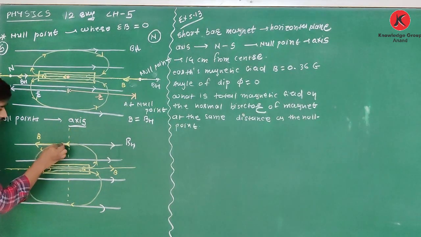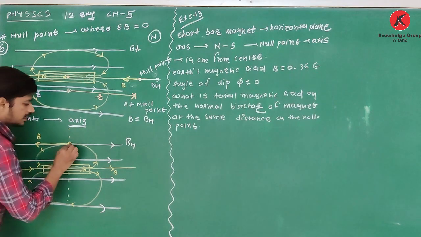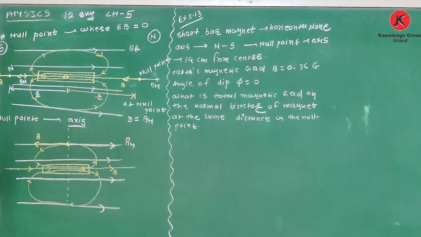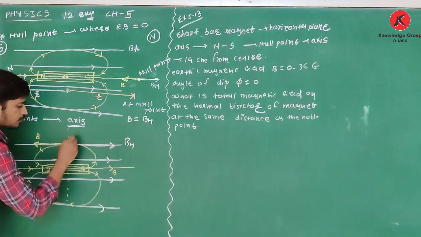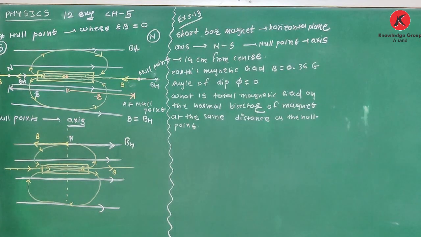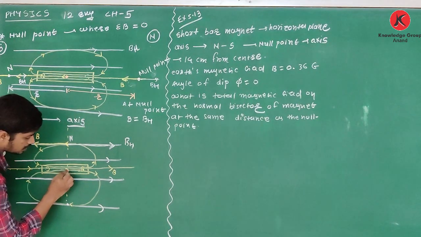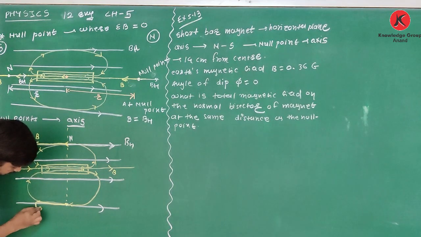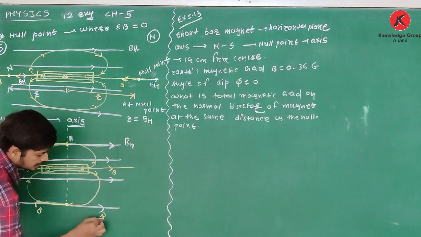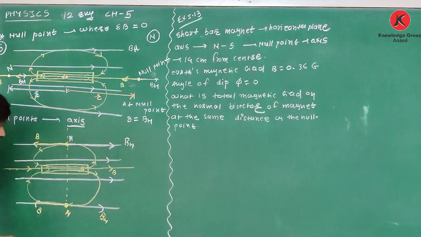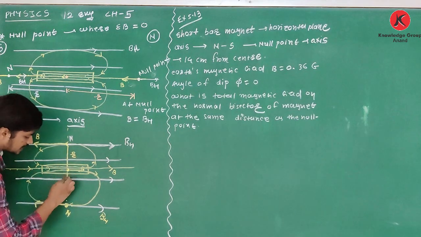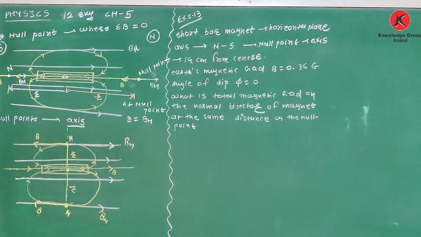So on the equator of the magnet, the magnetic field due to the bar magnet and the magnetic field due to Earth are in opposite directions. So here a null point is obtained on the equator. Similarly, one null point will be obtained at this point, because again the magnetic field due to the bar magnet is in the direction of the tangent. So B and BH are in opposite directions. So the null points are obtained from the center at distance r.